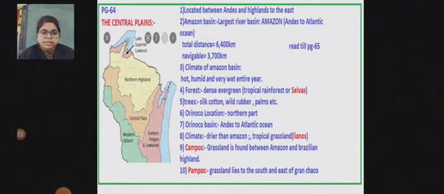Let's learn it together. First one is Campos, which is a grassland found between the Amazon and the Brazilian highland. And the last one is the Pampas. This grassland is located to the south as well as to the east of Gran Chaco. With this, the central plain is completed.